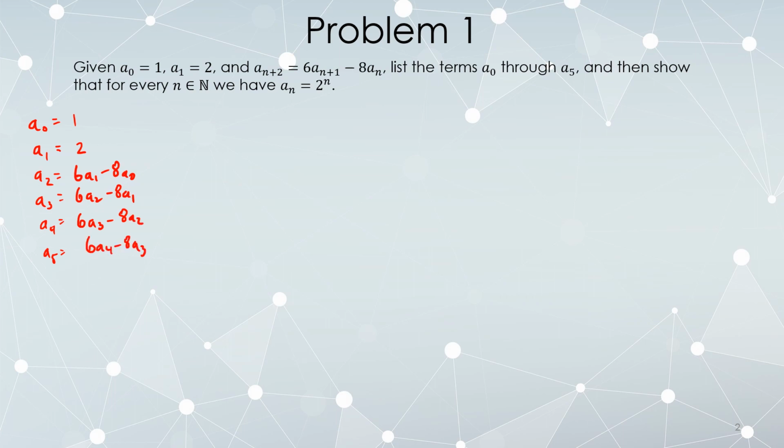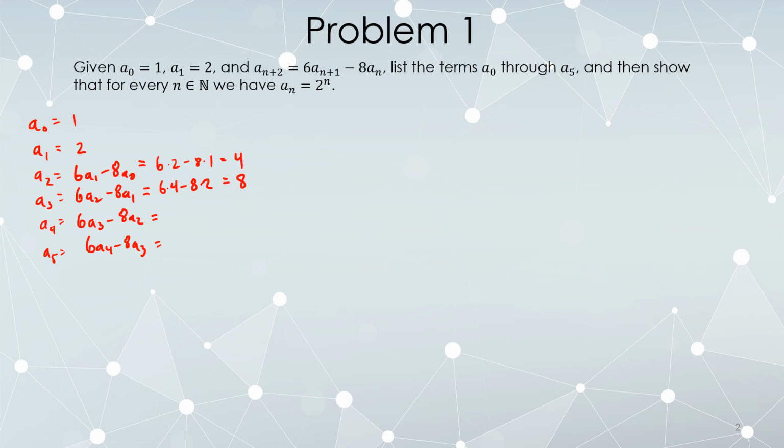And now we just start computing. As we were given that a0 is 1 and a1 is 2, we can plug those in right here and end up with 6 times 2 minus 8 times 1. 12 minus 8 is 4. Now that we know a sub 2 is 4, we can plug that in the next line. 6 times 4 minus 8 times 2. 24 minus 16 is 8.